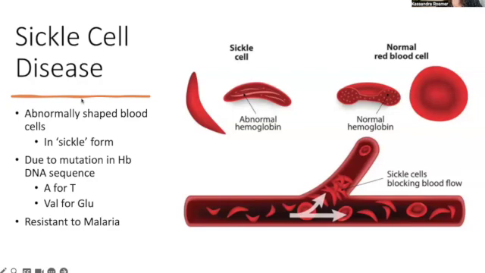So actually, if we carry one mutated gene for sickle cell anemia, sickle cell disease, we are resistant to malaria, which is a pretty interesting development, and which is why sickle cell disease is super common in areas where malaria is also super common.